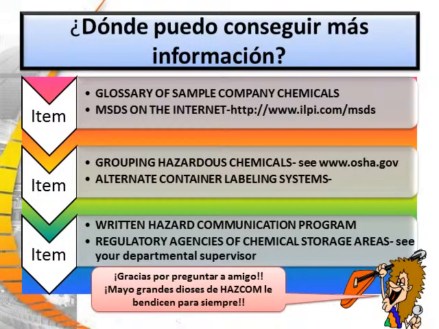Where can you get more information? I'm so glad you asked. Well, the company should have a glossary of company chemicals that is easily available. There are MSDS, or safety data sheet, sites on the internet that you can go to. OSHA.gov also has groupings of hazardous chemicals. You should be familiar with alternative container labeling systems, as well as where the written hazard communication program is, and the regulatory agencies that may be involved with your particular chemicals.